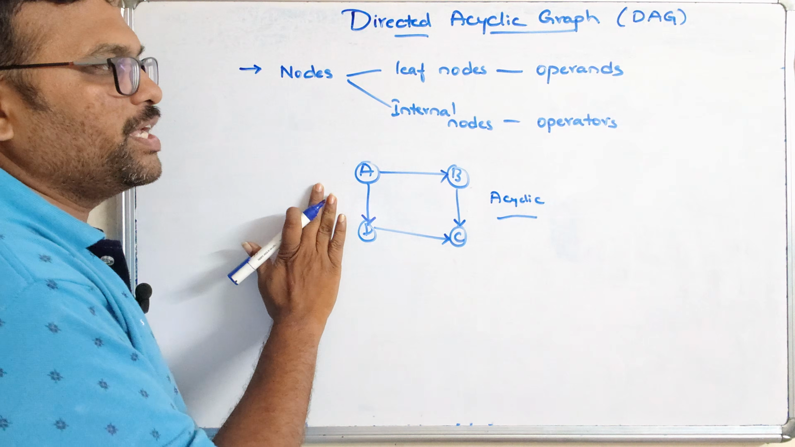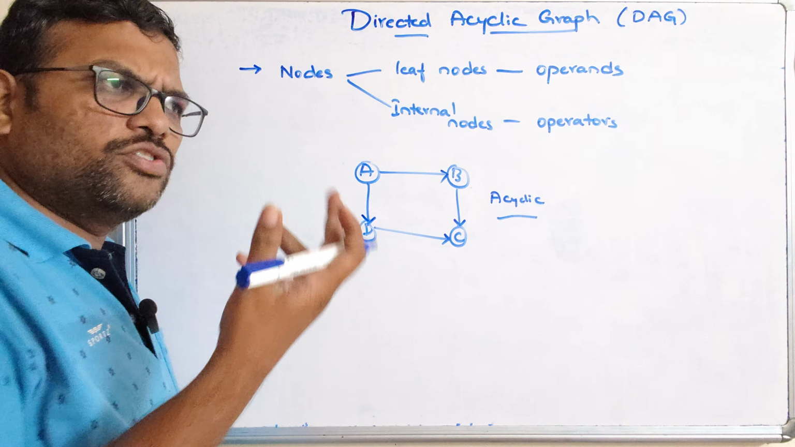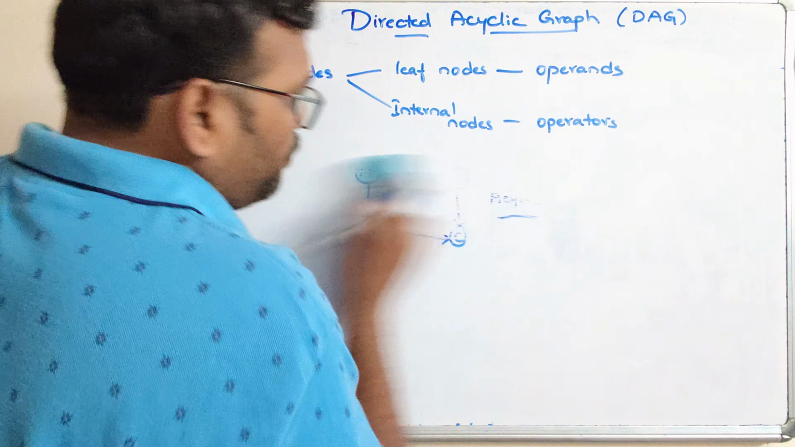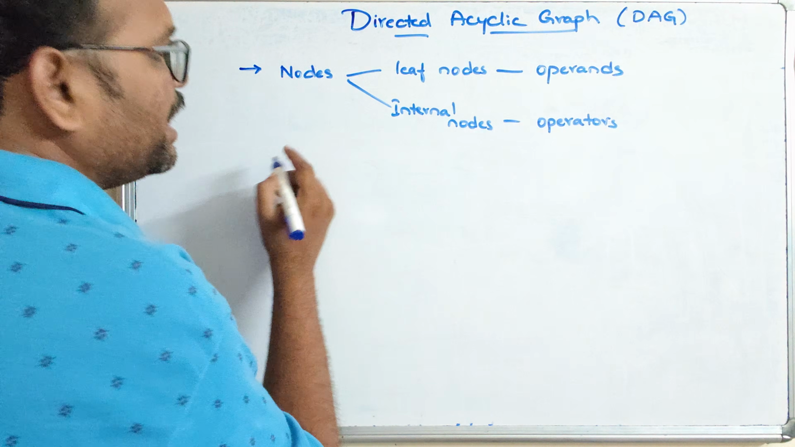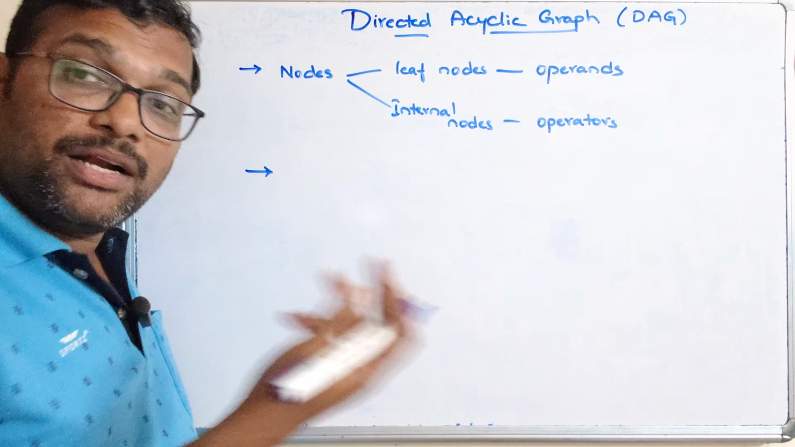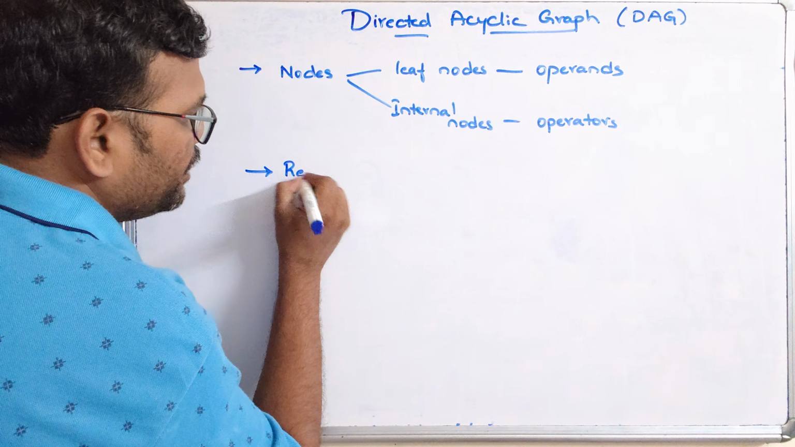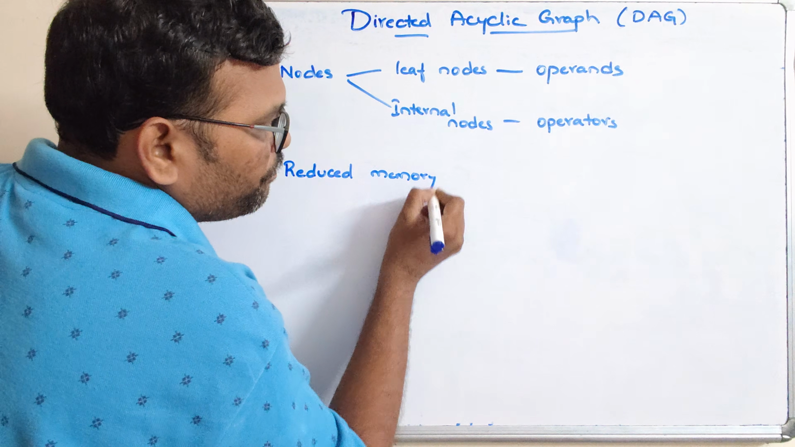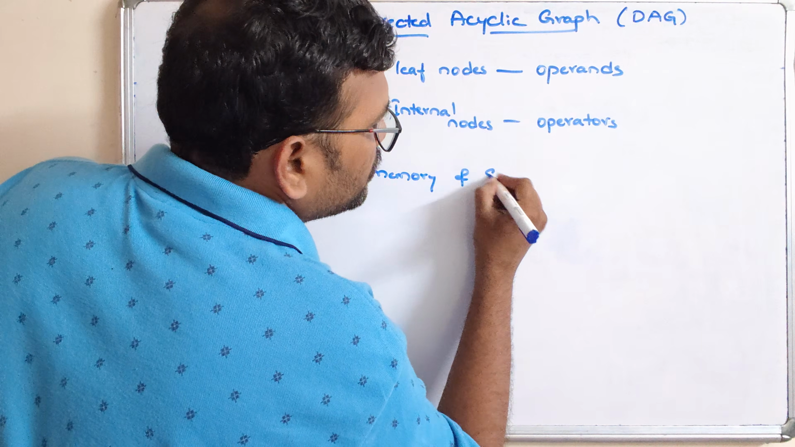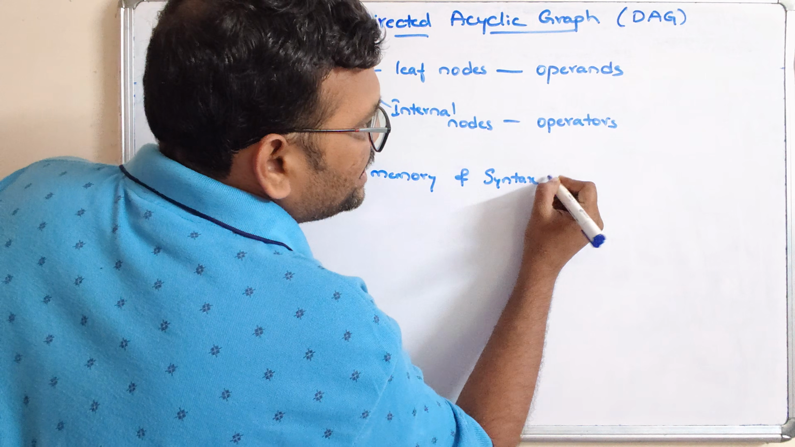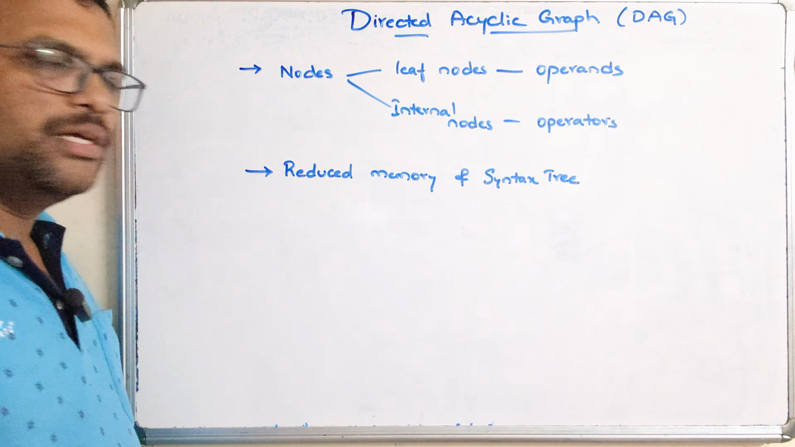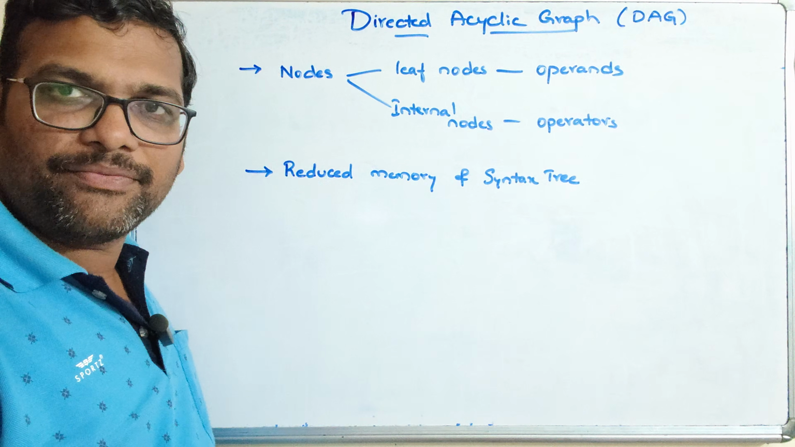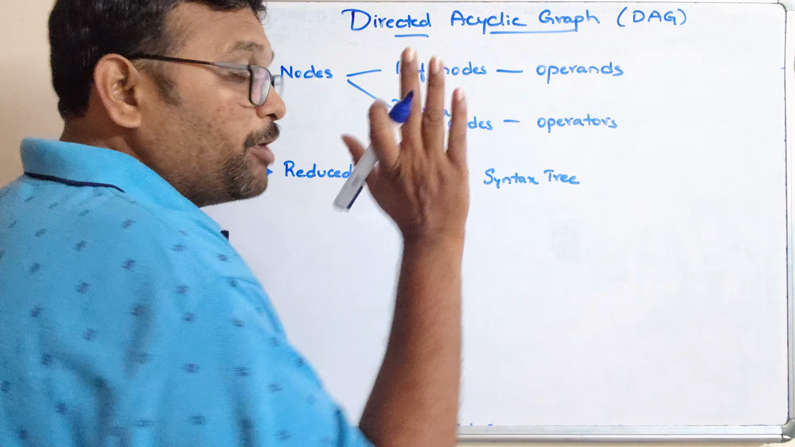So we can also say a tree is a graph. A tree can also be considered as a graph. This directed acyclic graph is similar to a syntax tree, with reduced memory compared to the syntax tree.